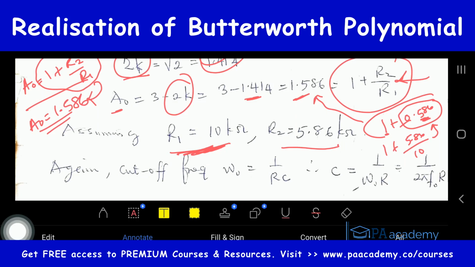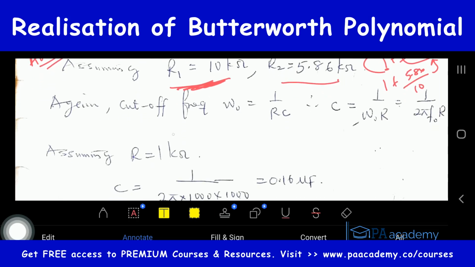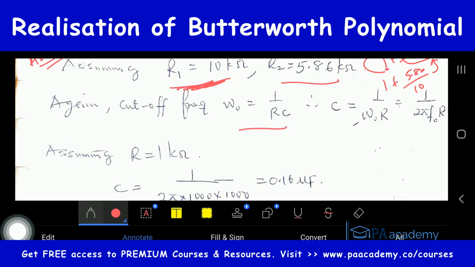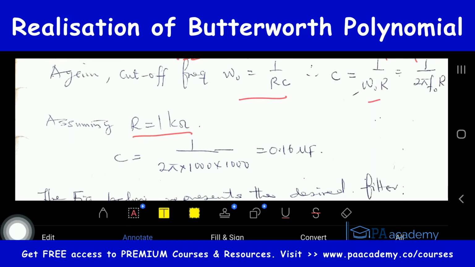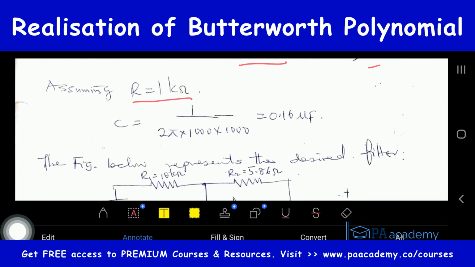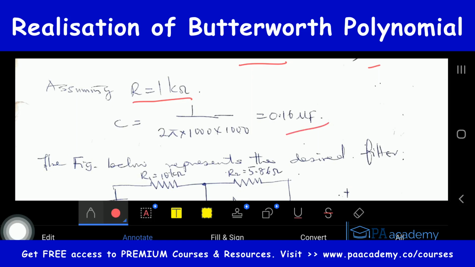Okay, so now let's continue. Again, the cutoff frequency omega 0 is 1 over RC. So for us to get our C, which is 1 over 2 pi f0 R, we have to assume a value for our R again, which is 1 kilo ohm. With that, we'll be able to get the value of our capacitor, which is 0.16 microfarad.